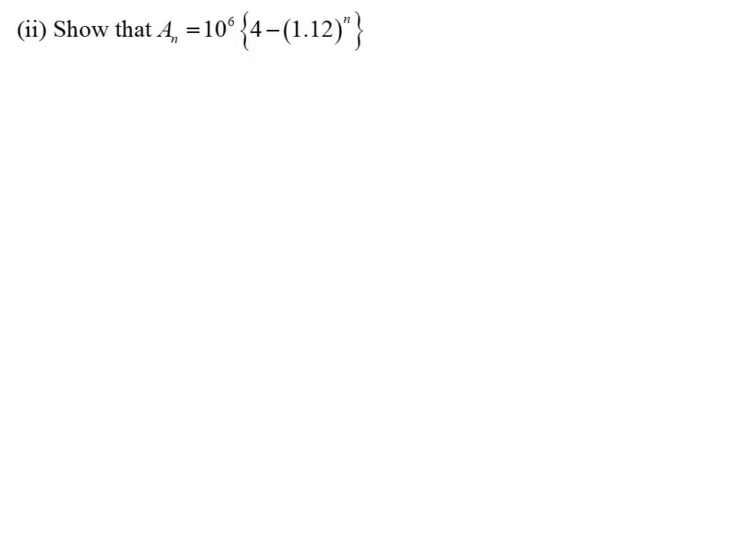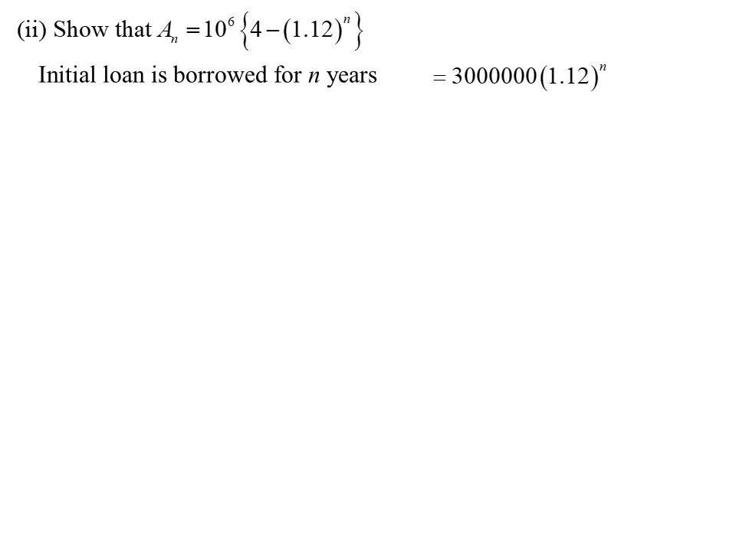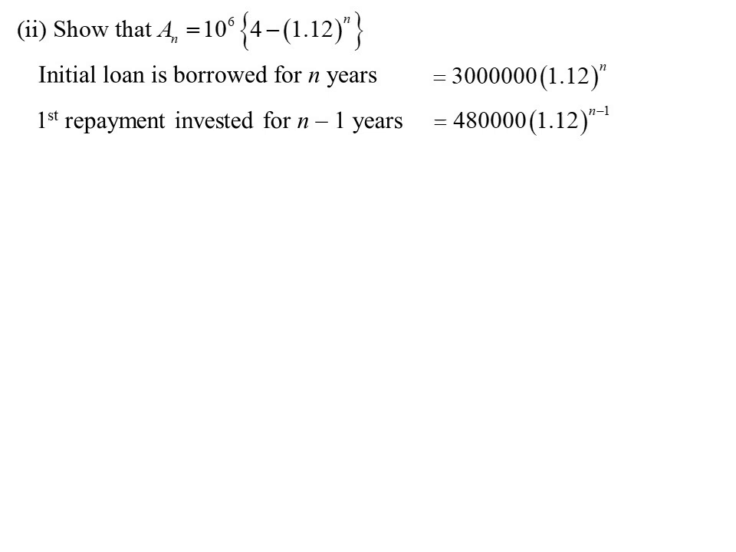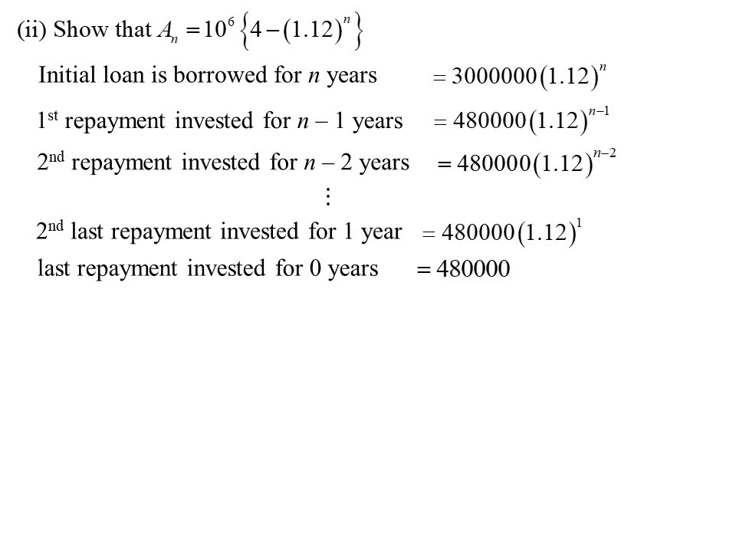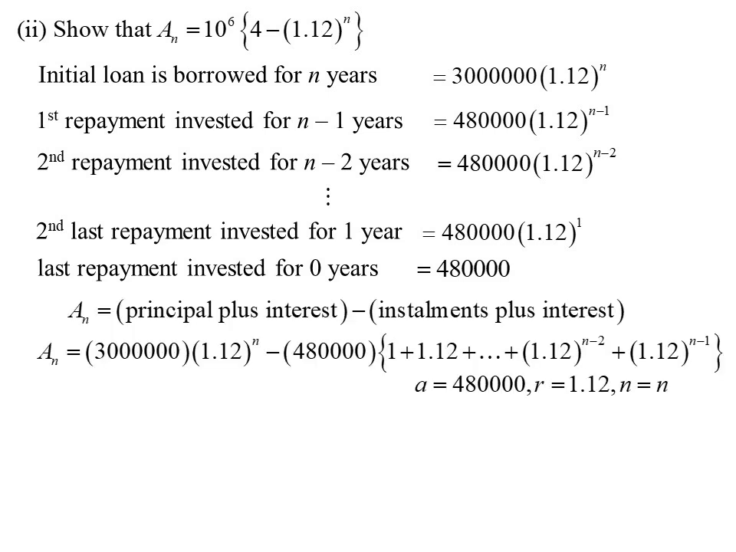Okay. Show that amount N will end up being this. So N years, we don't know how long this time, so it's just to the power of N. First repayment will be in there for N minus 1 years, and then N minus 2 years, and so on and so on and so on. Principal plus interest minus instalments plus interest. There is the expression. Well, not quite what they want me to show, so we're going to have to play around with this a bit.